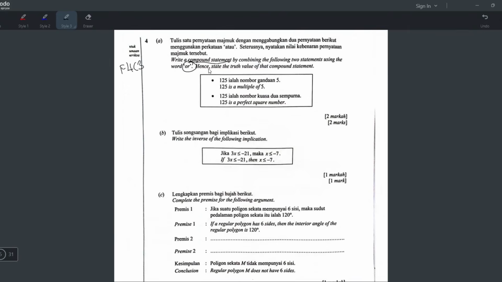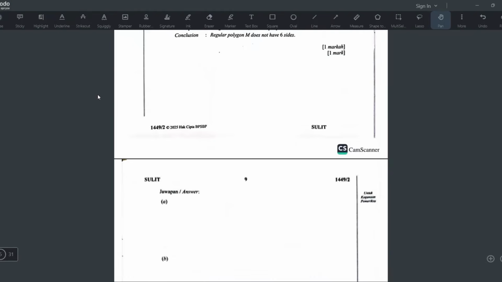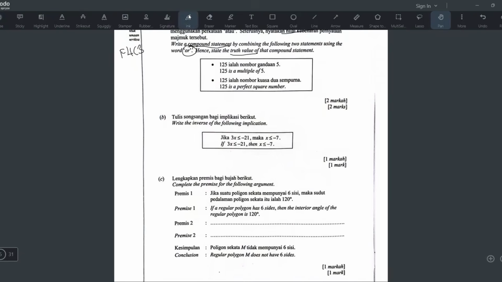But then they say hence state the truth value of that compound statement. Okay, what does truth value mean, nilai kebenaran? It means you have to write down whether the whole statement is true or false. Okay, let's see if they provide space. Okay, they have provided space here. But I think I'll just write it here. But in the exam you write in the answer space provided.